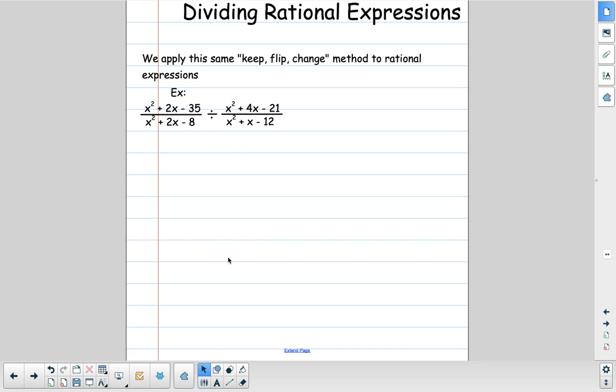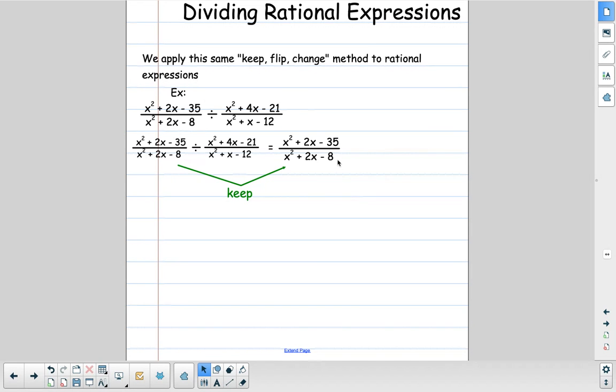So here we have two rational expressions, and they're dividing instead of multiplying. So you're going to do the same thing we just did with the fraction with the numbers, but we're going to do it with the rationals. So basically you keep the first fraction, so we keep it exactly the same. Keep it x squared plus 2x minus 35 over x squared plus 2x minus 8.